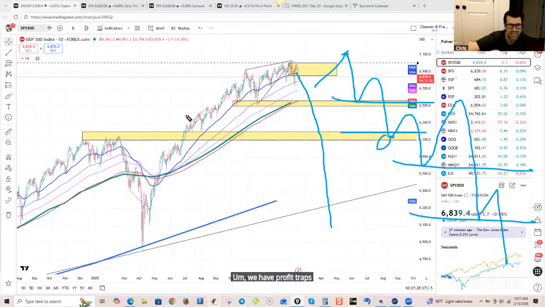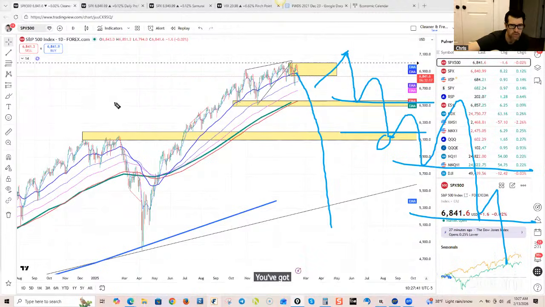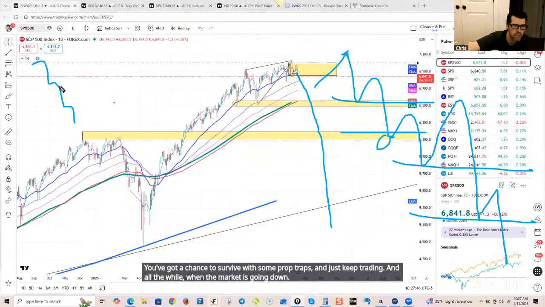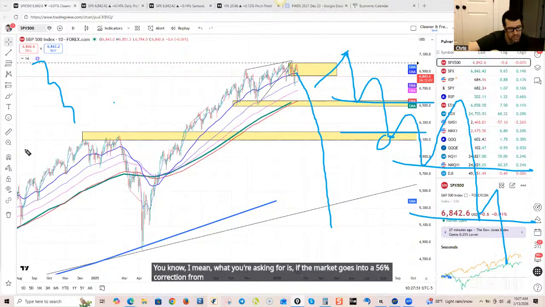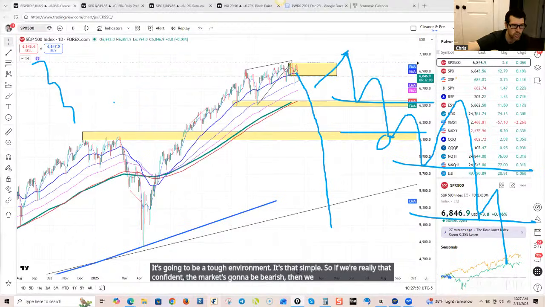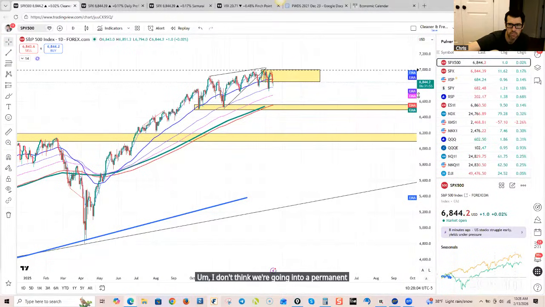We manage. It's not easy, right? But you're not going to get stuck in a perma bear market. If the market has any reflexivity in a 60-day or 90-day window, you've got a chance to survive with some profit traps and just keep trading. What you're asking for is if the market goes into a 56% correction from top to bottom, it's going to be a tough environment. It's that simple. If we're really that confident the market's going to be bearish, then we flip it around and sell the market. But I don't think we're going into a permanent bear market. Not by a long shot.